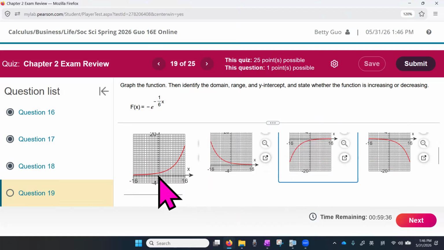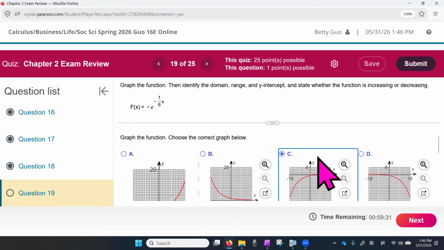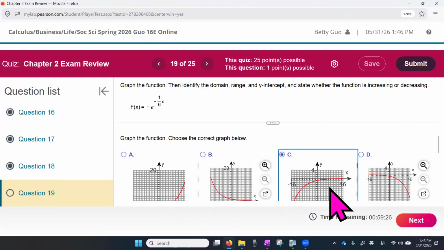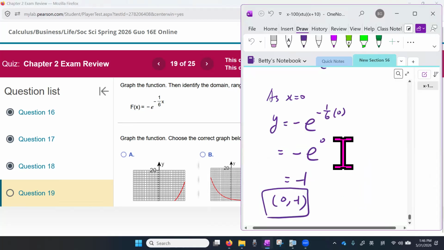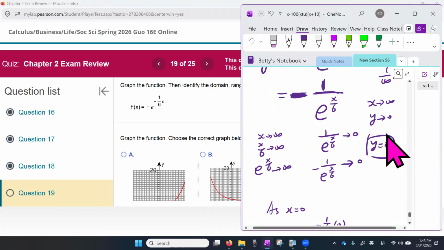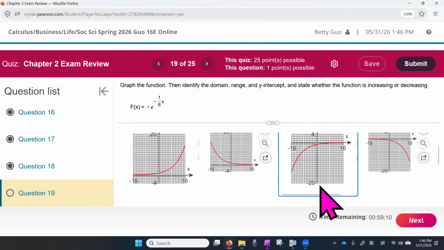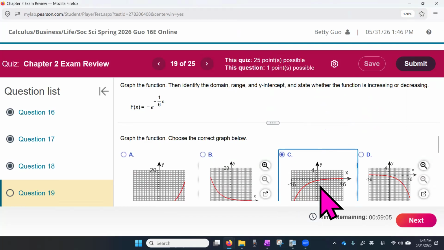I would still choose this one because this function, if I make it bigger, the y-intercept is above the x-axis. The y-intercept is not negative 1. This one is below the x-axis, okay? Also remember when x approaches infinity, y approaches 0 from below 0, from negative. So it should be this one. It's increasing, through (0, -1).